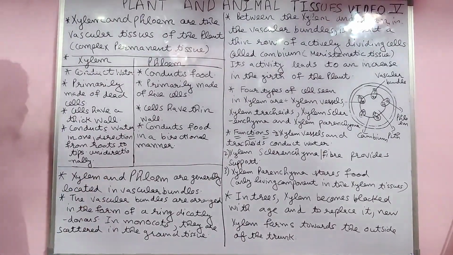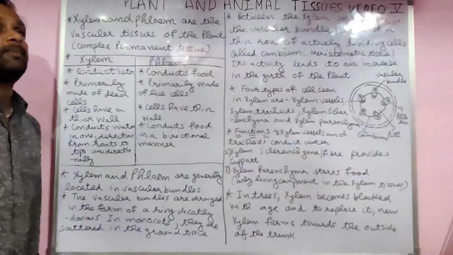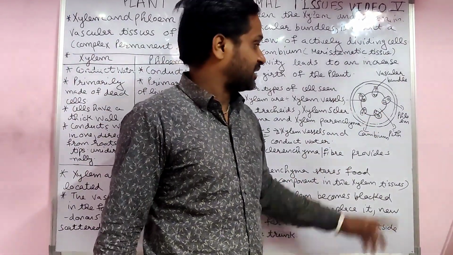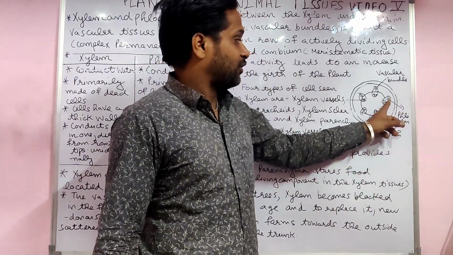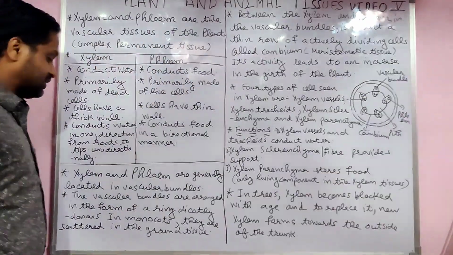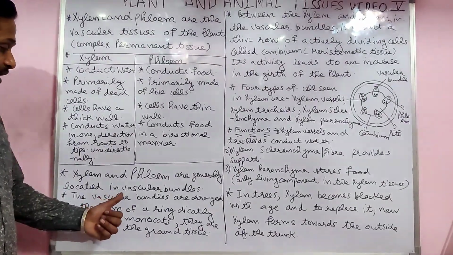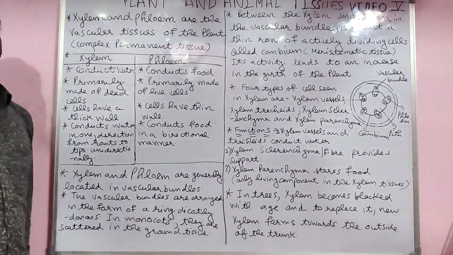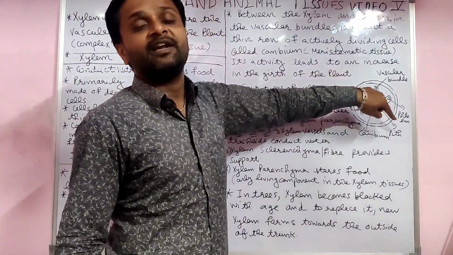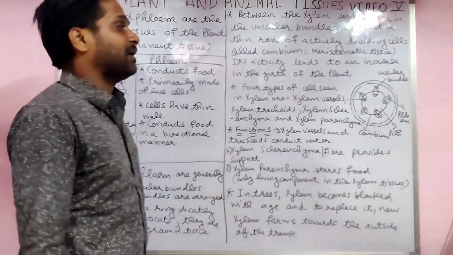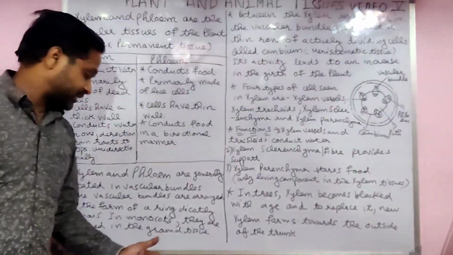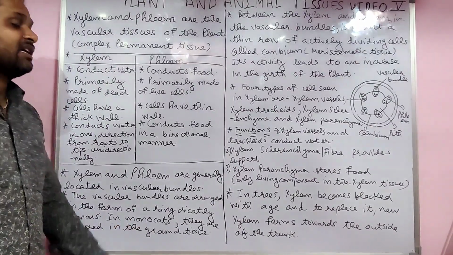Xylem and phloem are generally located in vascular bundles. Look at this diagram. Xylem and phloem conduct here. See, here is the phloem, here is the xylem, and this full part is the vascular bundle. The vascular bundles are arranged in the form of a ring in dicotyledonous plants. But in monocots, they are scattered in the ground tissue.